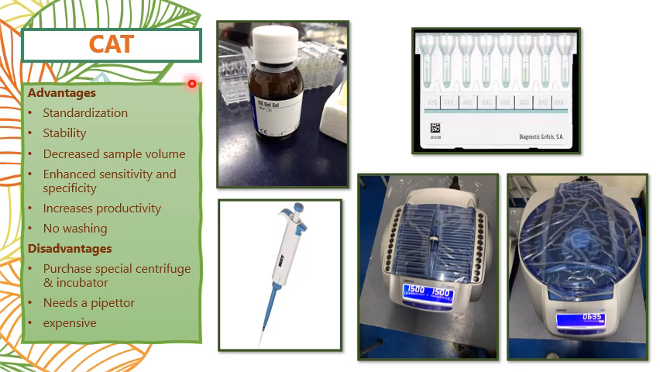So class, these are the equipments or reagent used in CAT. DigiGel Sol for the reagent. These are your gel card, your pipettor, gel card incubator, and your gel card centrifuge. Class, let me share to you a video about the procedure of gel technology.